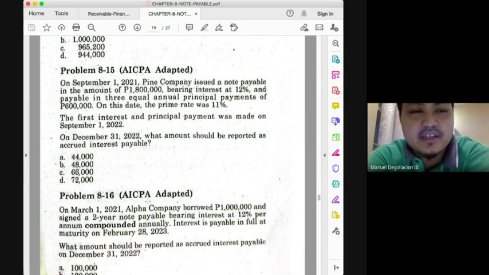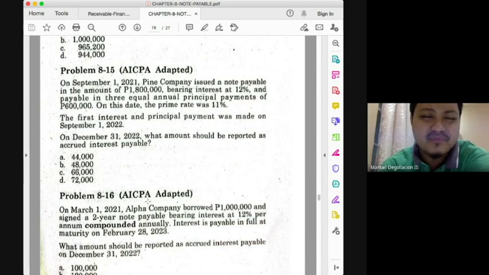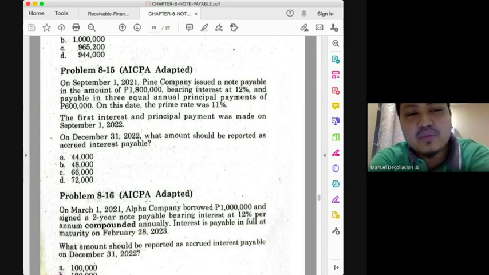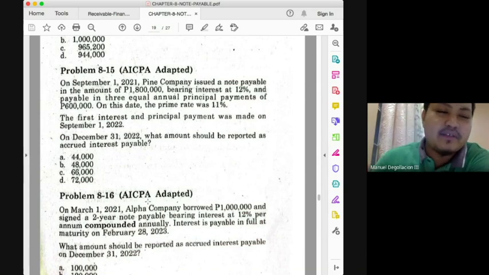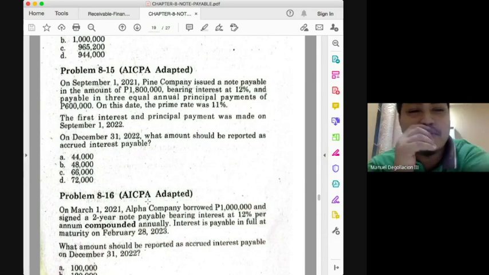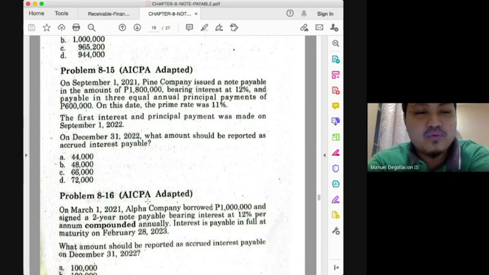It's because, just like what we discussed in the earlier problem, the remaining principal that will be earning interest from September 1, 2022 to September 1, 2023 will not be 1,800,000. Remember that the 72,000 was based on the 1,800,000 because from September 1, 2021 to September 1, 2022, the principal that will be earning interest is still 1,800,000. From September 1, 2022 to September 1, 2023, the principal that will be earning interest will just be 1,200,000.